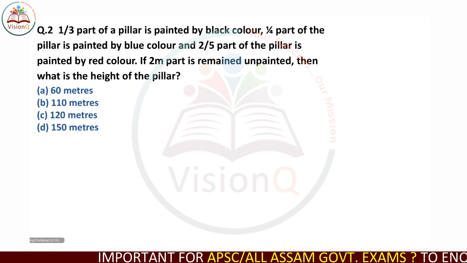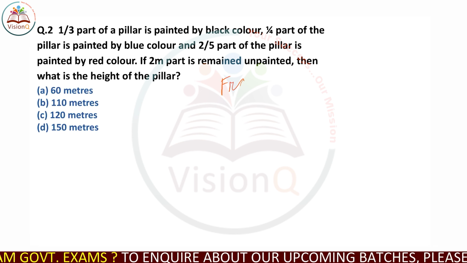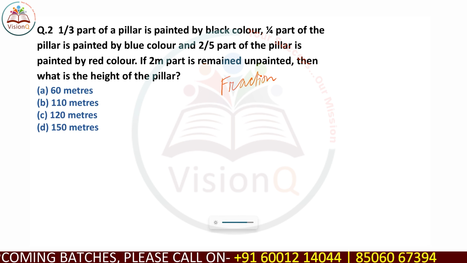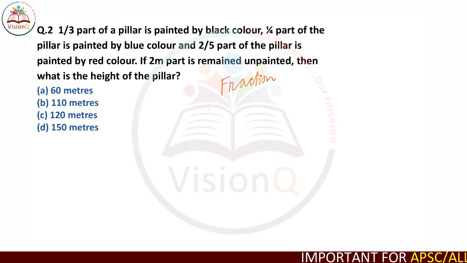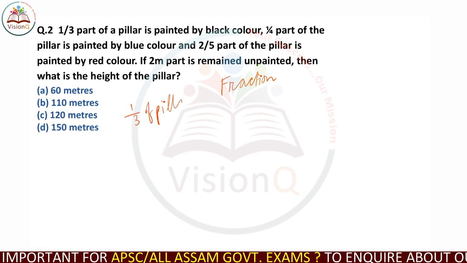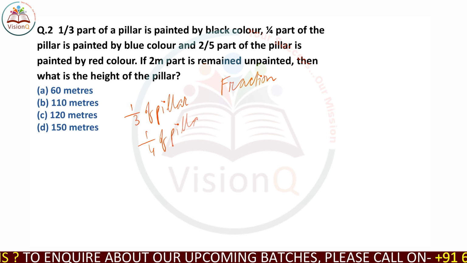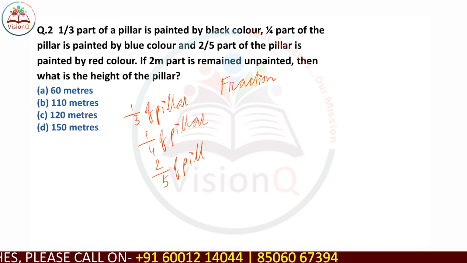So next question number 2 is in front of you. So this question is very important. The concept is basically of fraction. Now it is given that 1/3 part of a pillar is painted by black color, 1/4 part of the same pillar is painted by blue color, and 2/5 part of the pillar is painted by red color. Now what to do in such question? See, 1/3 part of the pillar is painted by black color. Okay, 1/4 part of the pillar is painted by blue color, isn't it? And 2/5 part of the pillar is painted by red color.